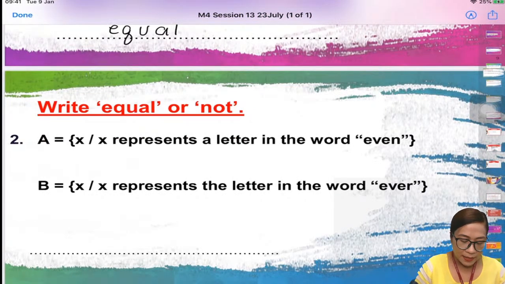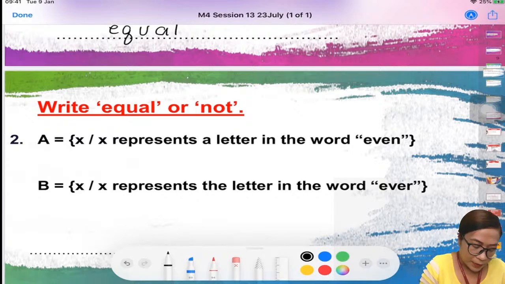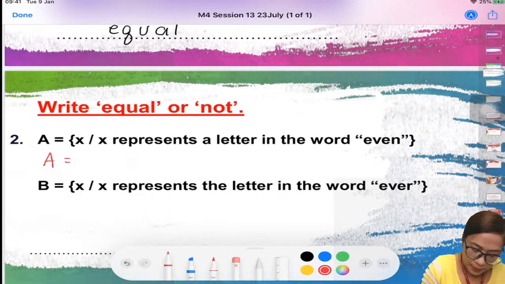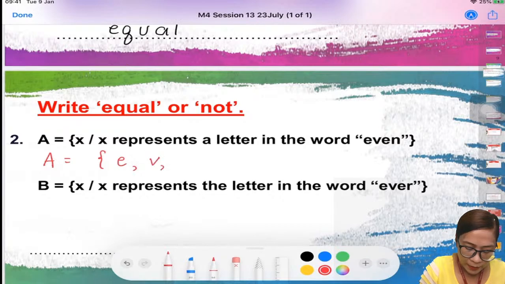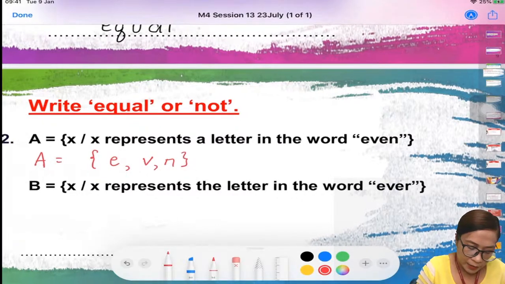Equal or not. A is the set of all x such that x is a letter in the word "even," and B is the set of all x such that x represents a letter in the word "ever." If we write in roster form, A is equal to the set of the letters of the word even: E, V, and then N. We will not repeat the letter. So the cardinality is n(A) = 3.